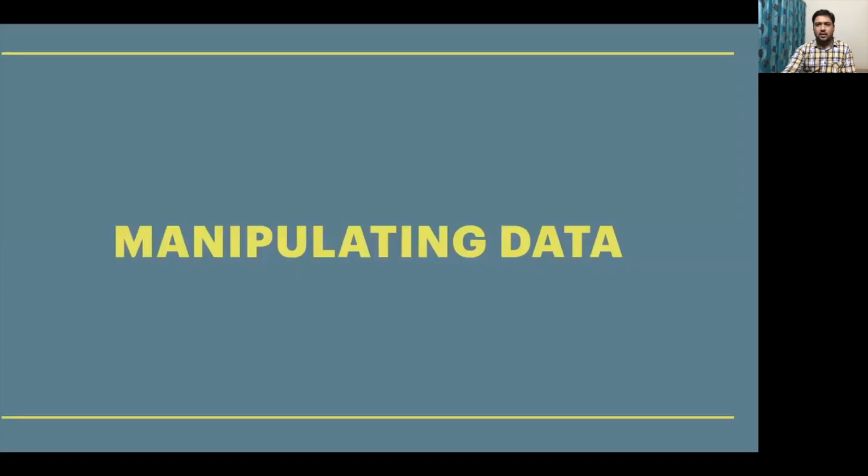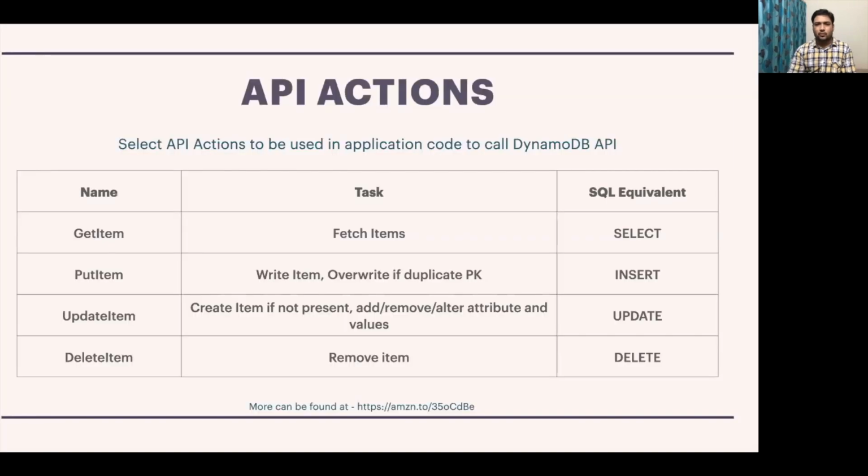So that being said, let's look at how exactly we are going to manipulate data in DynamoDB. For application code, there is the DynamoDB API. I'm mentioning just a few APIs here, and we are not going to deep dive into them. There are GetItem, PutItem, UpdateItem, and DeleteItem, and the SQL equivalents are select, insert, update, and delete. In GetItem, you fetch the item: you provide the partition key and the sort key, and the related items are returned to you.